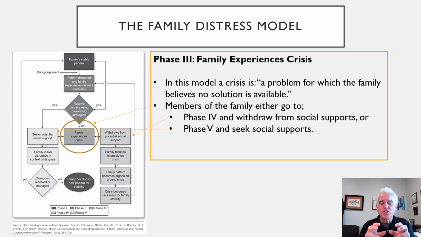So in the family distress model, a crisis is a problem for which the family believes no solution is available. Now, there is a solution. Other families have dealt with this in the past, but this family has never dealt with it, and so they don't see a way of addressing this crisis. Now, because they don't believe a solution is available, they have to do a couple of things to respond. They can withdraw from their social supports, or they can seek social supports. So let's delve a little bit more into what we mean by this. We'll move then to the next slide.